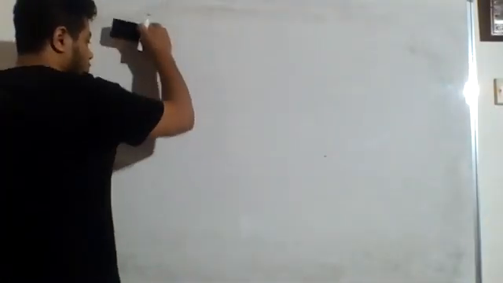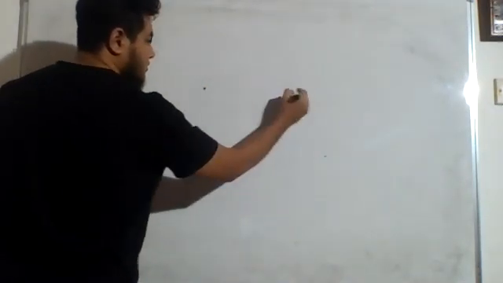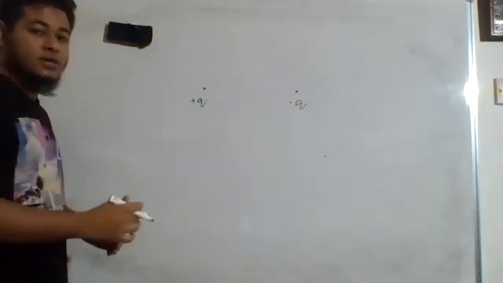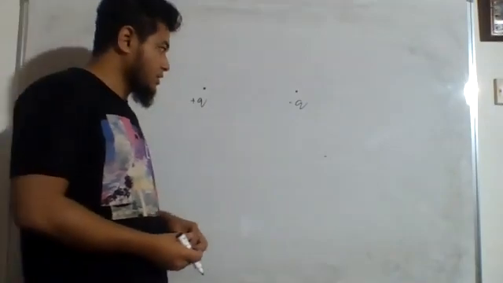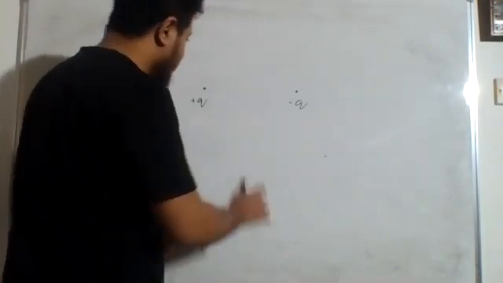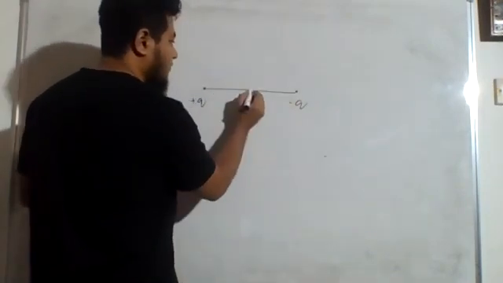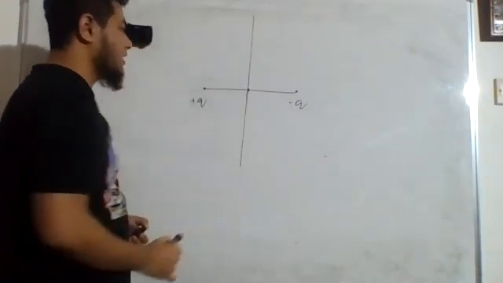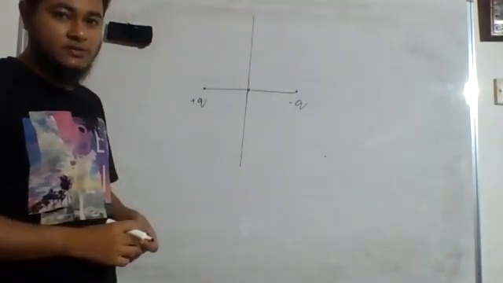Bismillahirrahmanirrahim. Now, at first, we need to understand the location of this point. In a dipole, we have two opposite natured, same quantity of charge, plus q and minus q, kept at a certain distance. Now, consider a point on the perpendicular bisector. If I join them, find the middle point, and at that point draw a perpendicular, then this is going to be a perpendicular bisector.